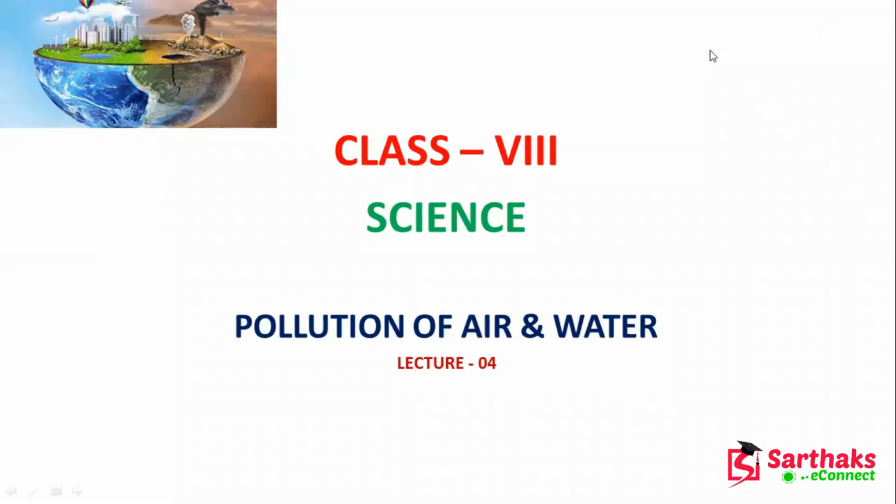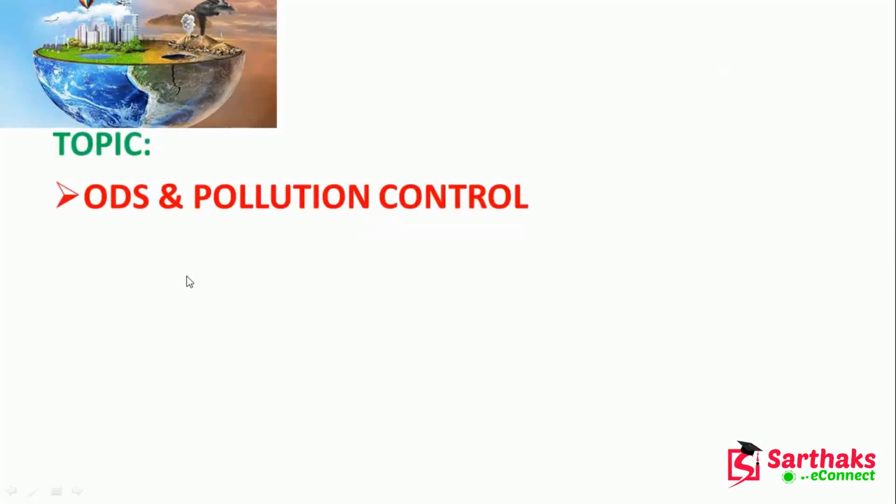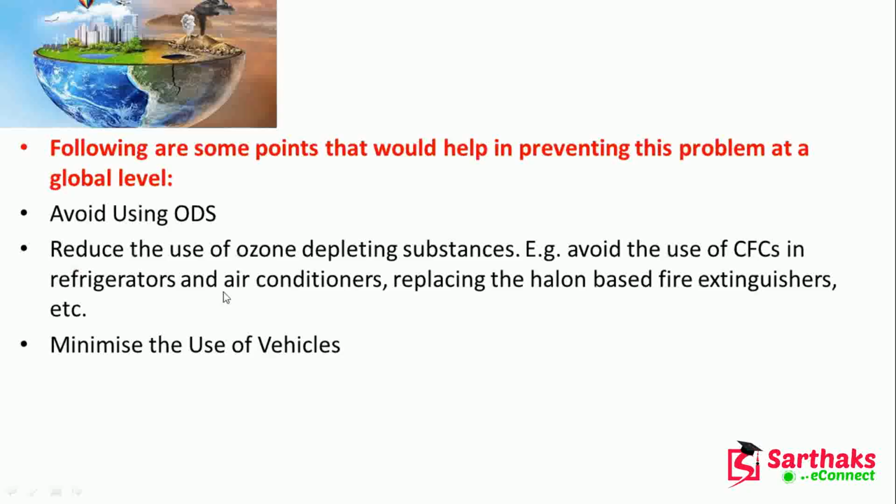Hello students. Today we will study the different ODS in the chapter on pollution of air and water. ODS and pollution control: how to control pollution and how we can minimize it. Now we know that depletion of the ozone layer affects us a lot, because the ozone layer protects us from ultraviolet rays.